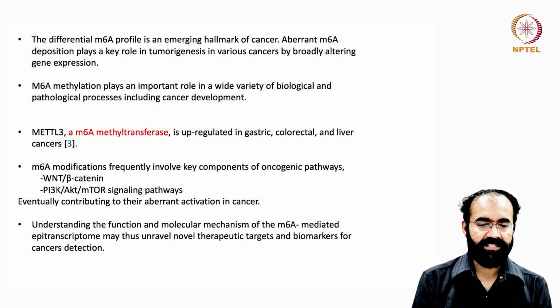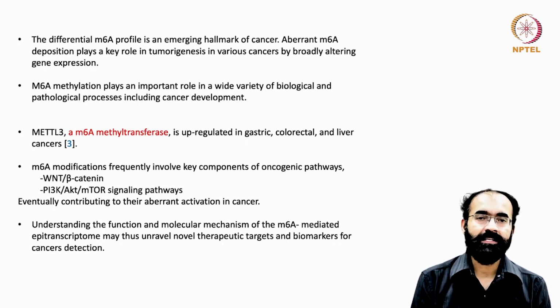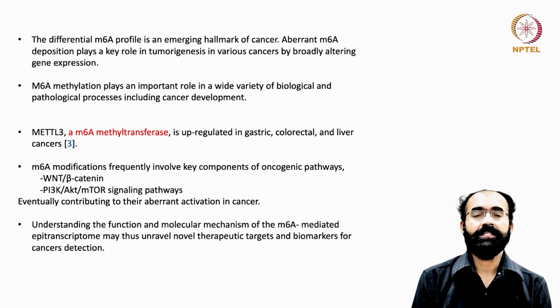The M6A modification frequently involves key components of oncogenic pathways such as the Wnt beta-catenin pathway and the PI3K-AKT-mTOR signaling pathway. So these are all pathways. Say for example, the Wnt beta-catenin pathway is a must. In order to repair your lost cells, like when your hair is lost, Wnt signaling is important to rejuvenate your new hair growth. Say your skin is torn, or you got a cut in your hand, or a mosquito bite or a pimple and your tissue is damaged. So you need to repair that damage.